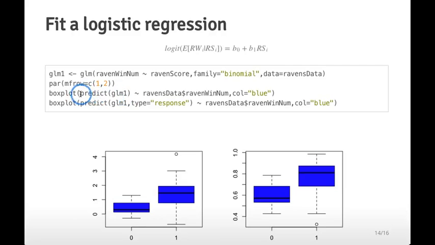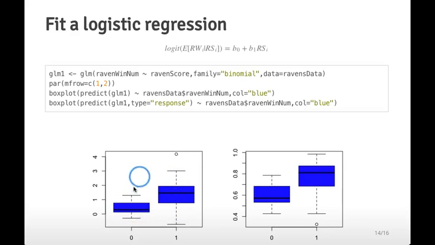So if I do a box plot of the predicted values from the GLM, when I do predict of GLM here, and I don't actually include a new data set to test on, it just predicts values for the actual observations in the training set. And so if I look at the predicted values in the training set versus Ravens win, you can see that those values are lower for the cases where the Ravens lost and higher for the cases where the Ravens won, but they overlap each other.